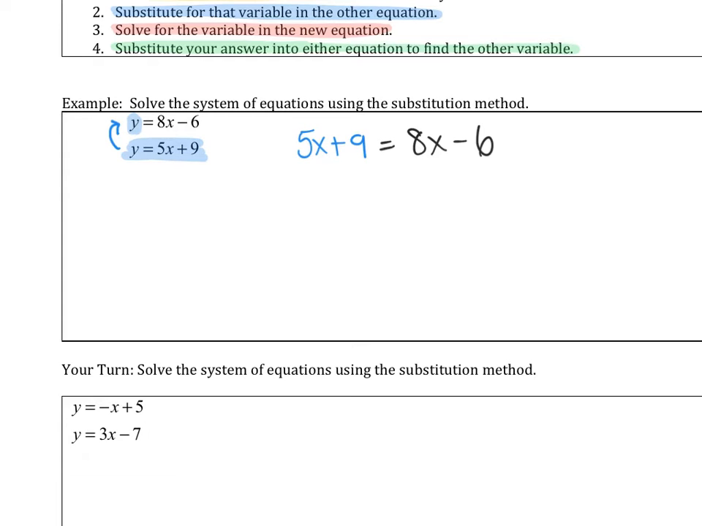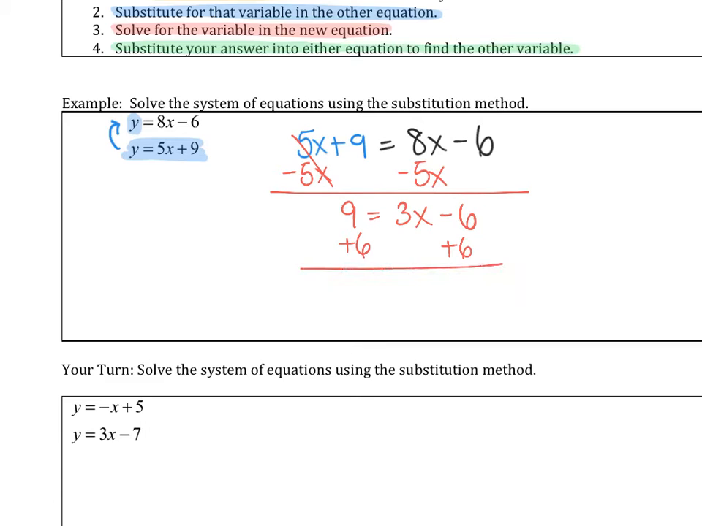To solve for x here, I'm going to get my x's on one side and my numbers on the other. First thing I'm going to do is subtract the 5x to move it over here. When I do that, I'm left with 9 equals 3x minus 6. Then I'm going to add the 6 onto the other side so that my numbers are on the other side, and I'm left with 15 is equal to 3x. Divide by 3, x is 5. So we have one of our answers, x is 5.